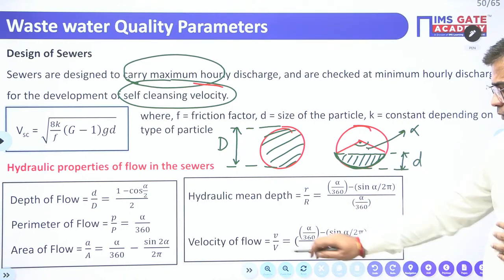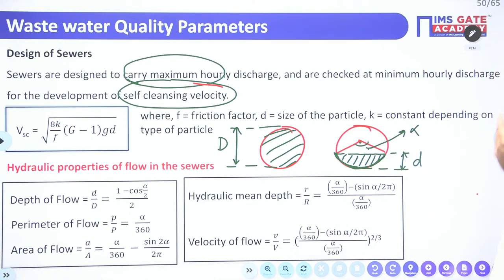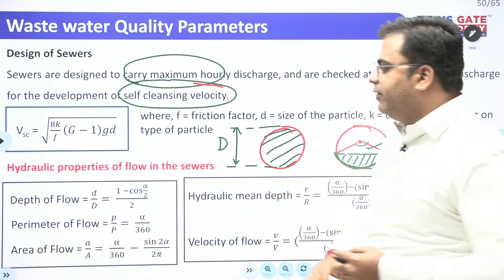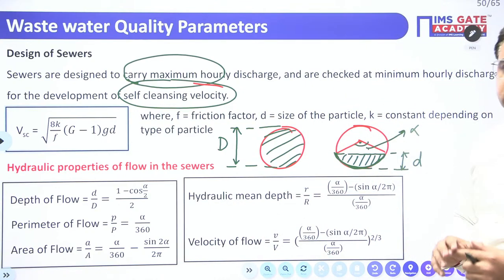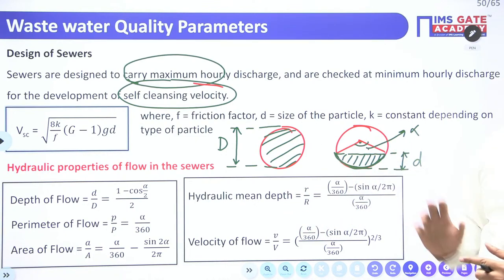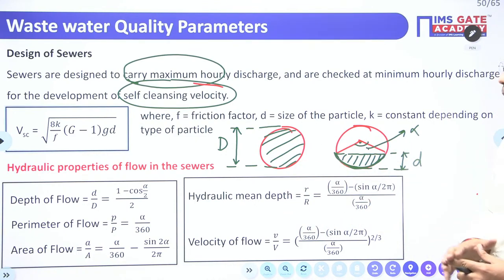Now, this velocity of flow expression, small v by capital V, is (alpha by 360 minus sine alpha by 2 pi) upon alpha by 360, raised to the power 2 by 3. This expression we get using Manning's equation, right? It's a complete derivation, a huge time-taking process. So just remember the final result of the derivation that we get for these hydraulic properties of flow in the sewers, right? Moving on with this.